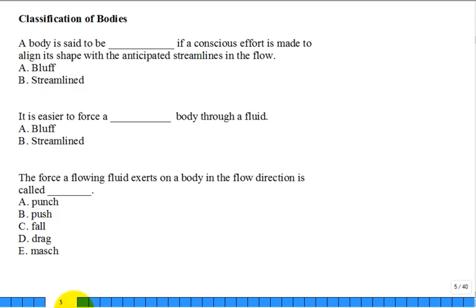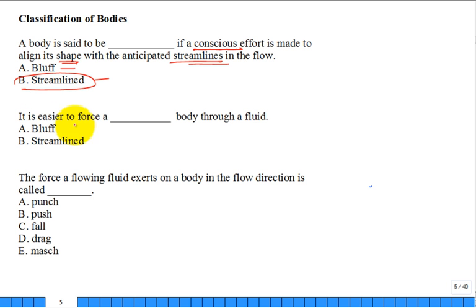Okay. A body is said to be streamlined if there was a conscious effort to make it align its shape with the anticipated streamlines in the flow. You can see sometimes if somebody had some design intent behind an object. They anticipate the flow to go over and around the object. If there was some effort to align the shape of the body with the anticipated streamlines in the flow, what would you call that? A bluff body or a streamlined body? That's really what a streamlined body is.